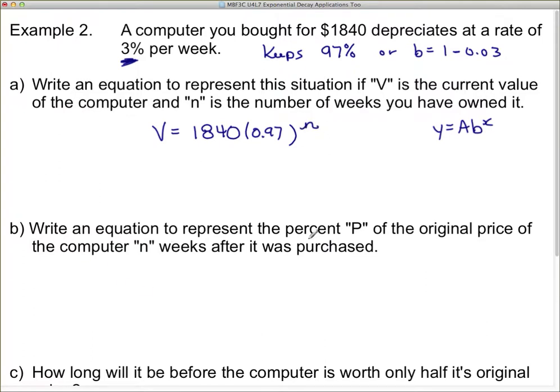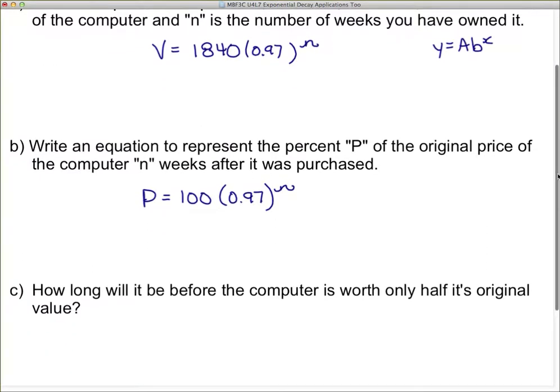Write an equation to represent the percent, p, of the original price of the computer n weeks after it was purchased. Well, p is percent. Now this time our initial value has to be the initial percent. So initially we paid 100% of the price. So we're going to use 100 where the a is. The b is the same thing, 0.97, and an n up there.